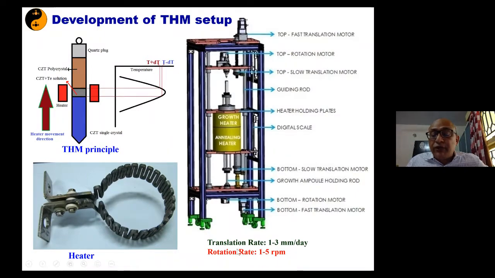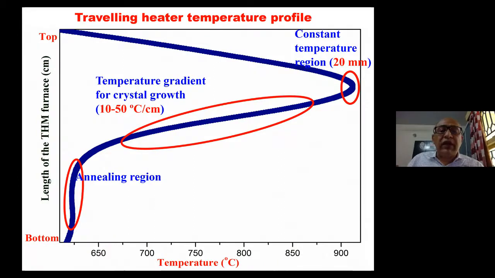And the translation rate, as you see, is 1 to 3 mm per day. So usually these crystals take a period of say 3 months, and then 24/7 this has to be maintained with a lot of UPS standbys and so on. Finally you get the beautiful crystals which can be used further for detector applications. This shows a typical profile, where we have to study these furnaces and set up these profiles carefully in order to grow these crystals.